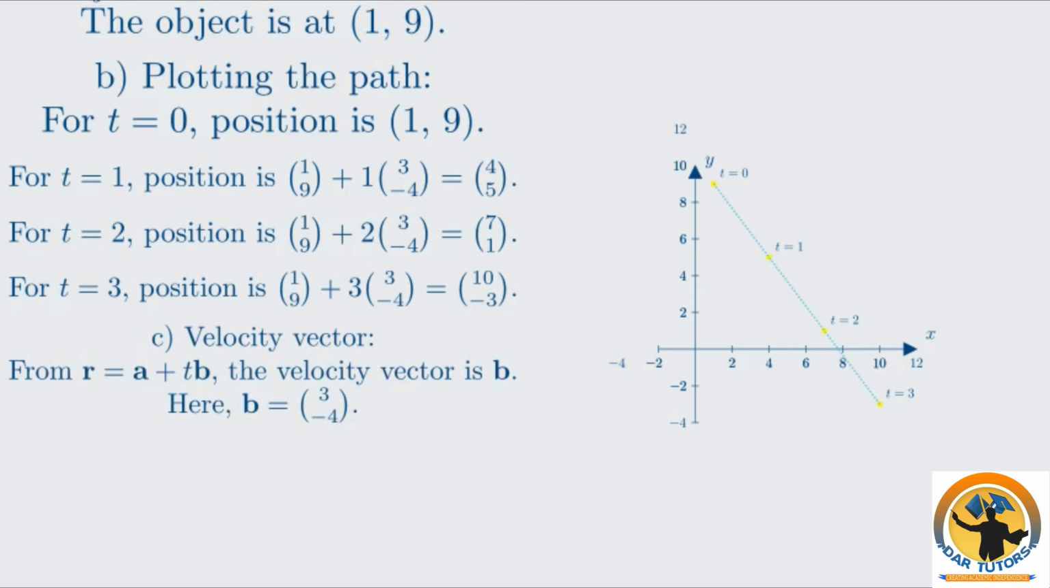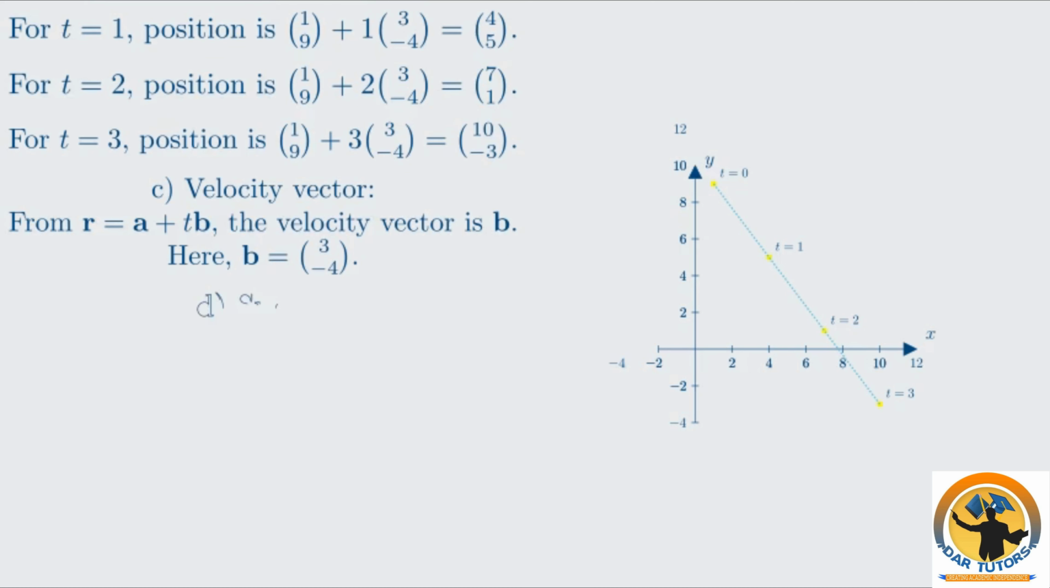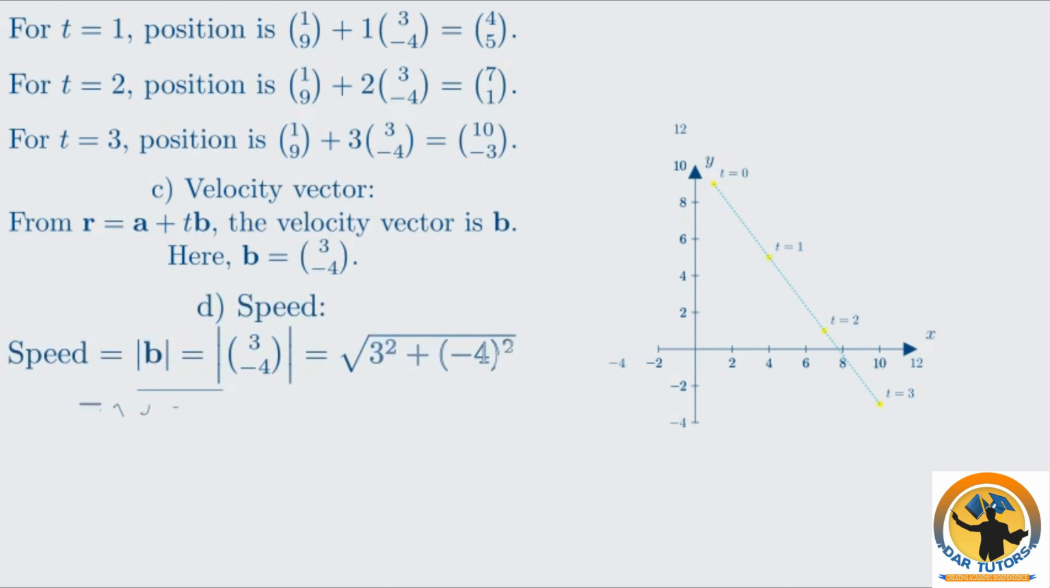Now for part D, the speed. The speed is the magnitude of the velocity vector. We calculate the magnitude of 3, negative 4 using the Pythagorean theorem. That's the square root of 3 squared plus negative 4 squared, which is the square root of 9 plus 16, or the square root of 25. The speed is 5 meters per second.